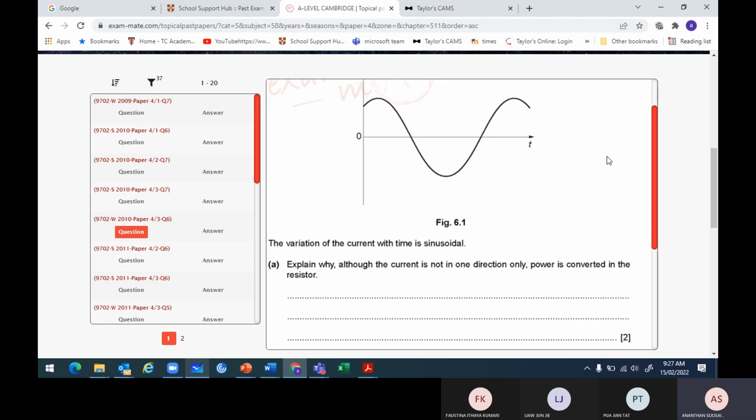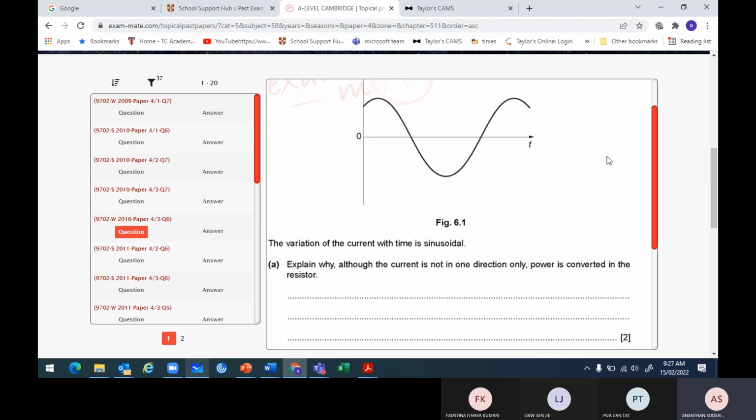The variation in the current with time is sinusoidal. The current is flowing back and forth, changing direction as it passes the resistor. But the power is converted in the resistor. Explain why, although the current is not in one direction, power is still converted in the resistor.